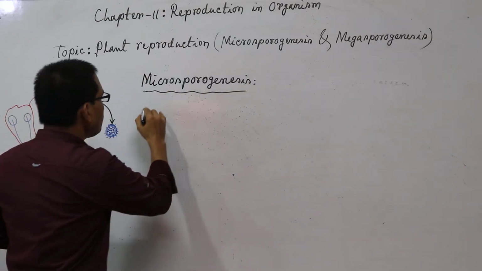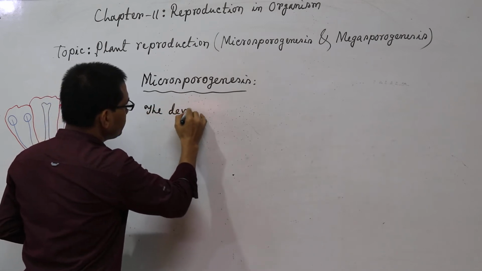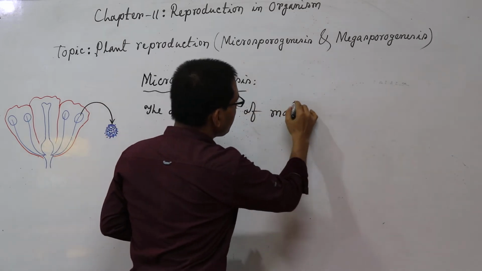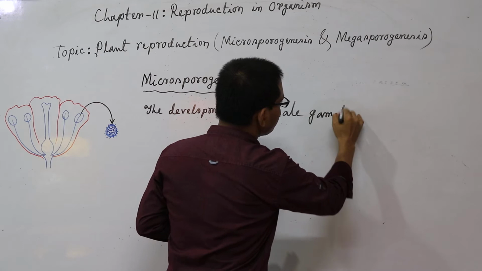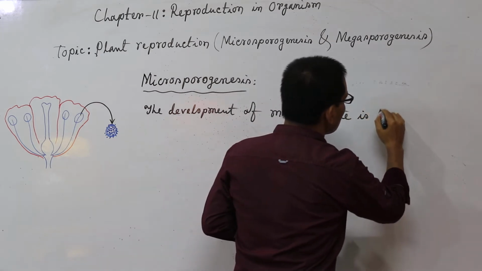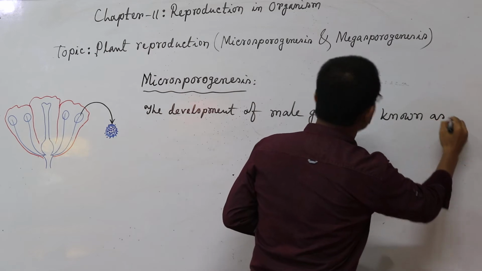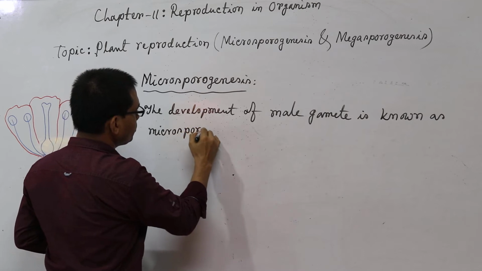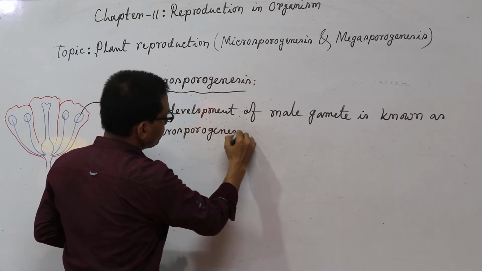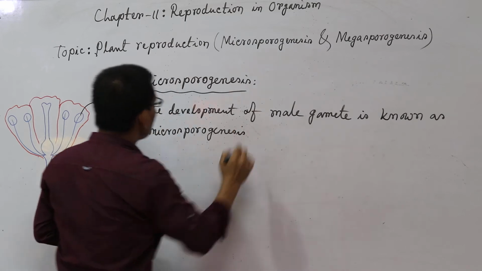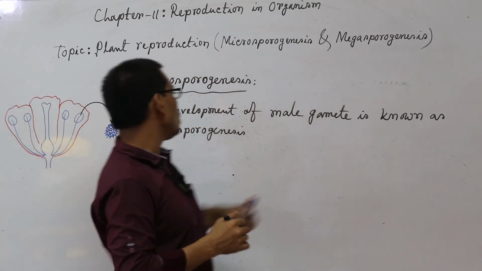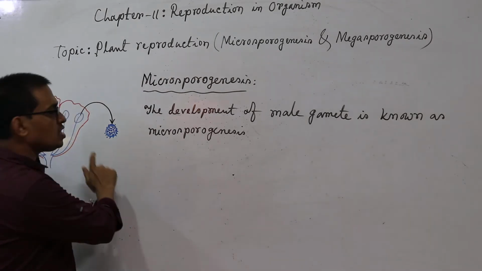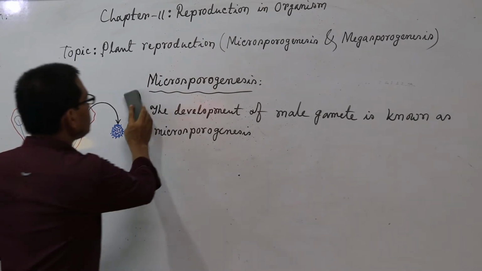The development of male gamete is known as microsporogenesis. Now we will learn the steps of microsporogenesis.